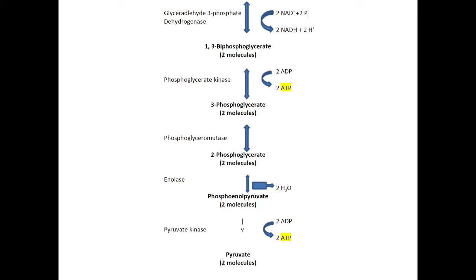Glyceraldehyde 3-phosphate is oxidized by the coenzyme nicotinamide adenine dinucleotide. The molecule is phosphorylated by the addition of a free phosphate group. The enzyme that catalyzes this reaction is glyceraldehyde 3-phosphate dehydrogenase.